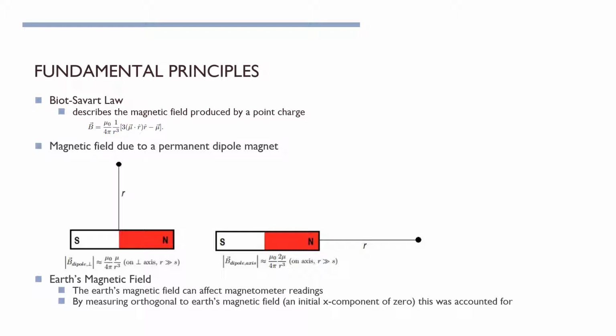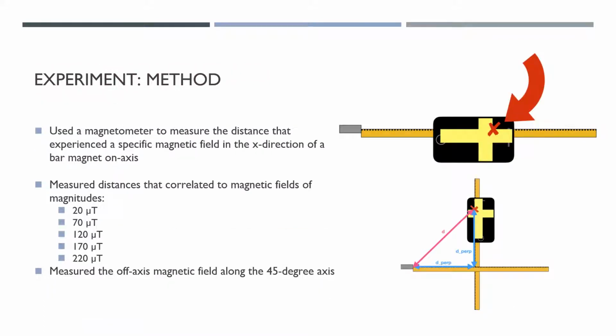The second case is when your observation location is on axis to the magnetic dipole. In this case, the value of the magnetic field is 2 times the magnetic dipole moment, is proportional to that, and is inversely proportional to the observation distance cubed. Next is Earth's magnetic field. The Earth does have a magnetic field that can affect magnetometer readings. Now, by measuring orthogonal to Earth's magnetic field, meaning that we had an initial x component of 0, this was accounted for.